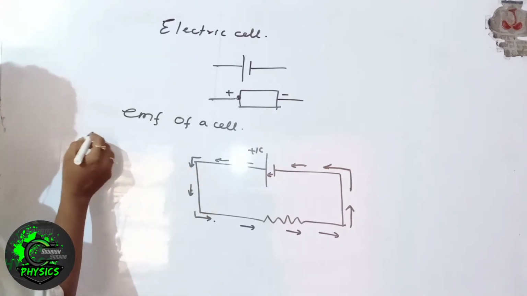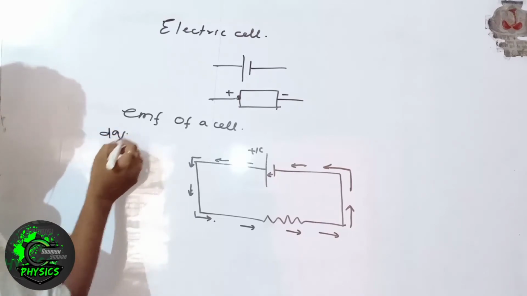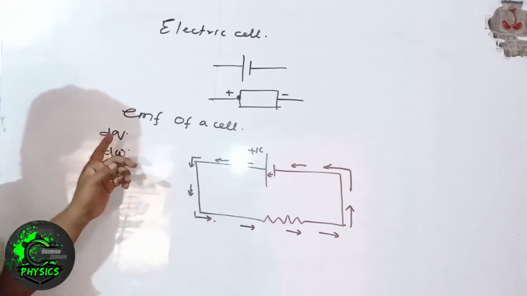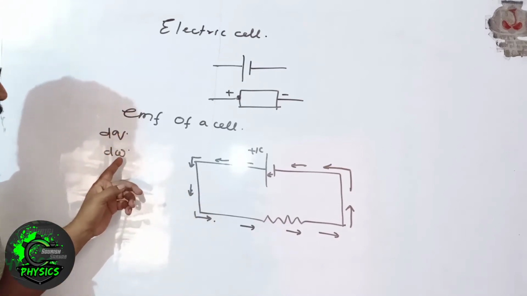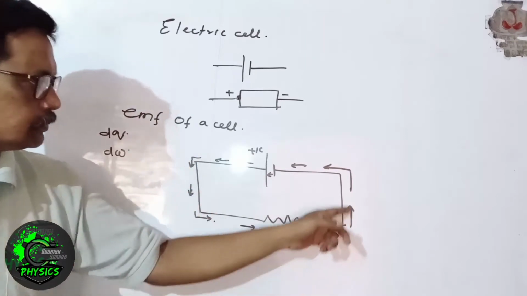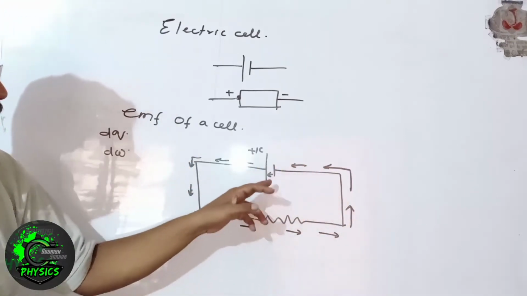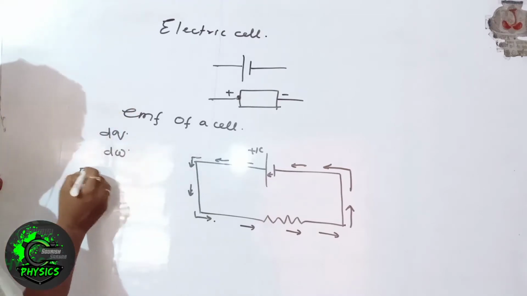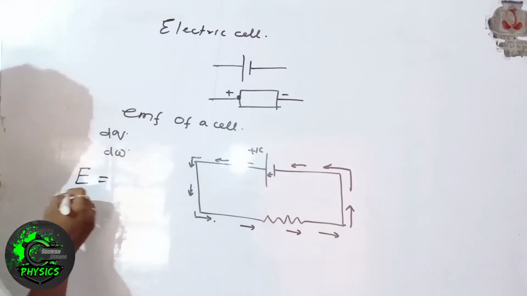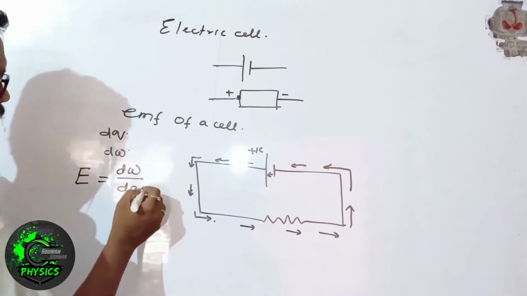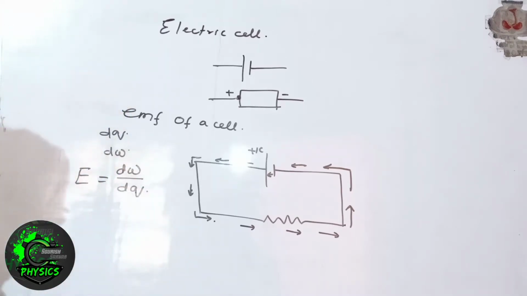If we consider that dq charge needs dW joule of work, or dq charge needs dW joule of energy to travel one round through the external circuit as well as through the electrolyte of the cell, then the EMF of the cell E is denoted by dW divided by dq. So this is the meaning of EMF of the cell.